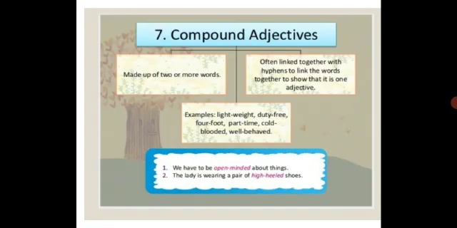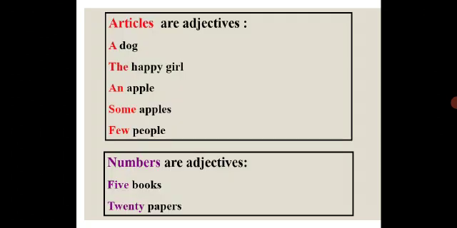Next is compound adjective. Compound adjectives are made up of two or more words, often linked together with hyphens to show that it is an adjective. For example, lightweight, duty-free, 4-foot, part-time, etc. For example, we have to be open-minded about things. Open-minded is compound adjective.